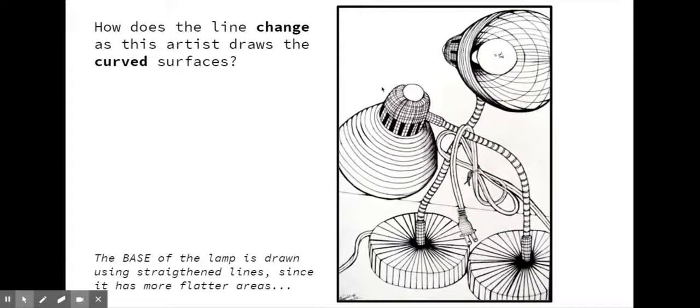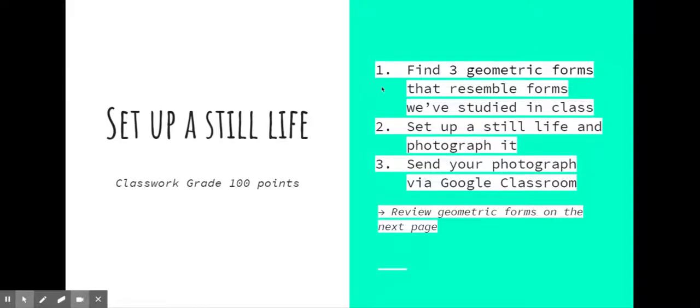Now your assignment is to actually create a still life with household items. So you're going to find 3, and I have a few examples. After the examples, you'll see some lists in case you can't think of what to look at.